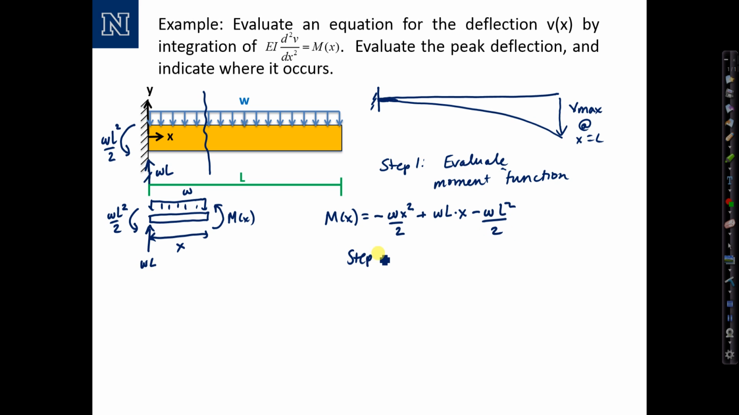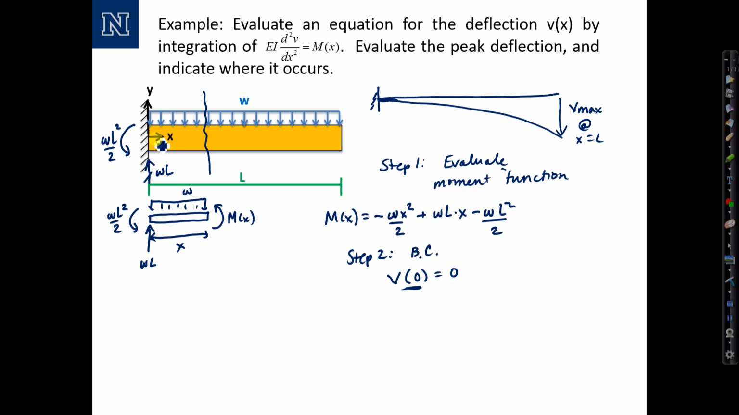Step 2 is to evaluate the boundary conditions. The boundary conditions have to be conditions on deflection and rotation if I'm integrating the second order equation. Both of my boundary conditions are going to come from the fixed support. We said that the deflection is equal to 0 and the rotation is equal to 0. I will express that boundary condition for deflection as v of 0 equals 0. It's very important that you indicate where the boundary condition applies.